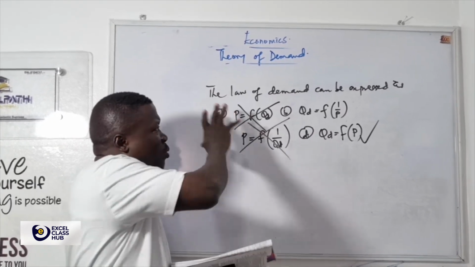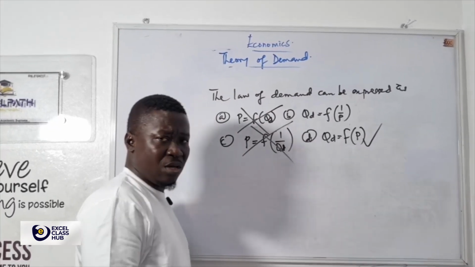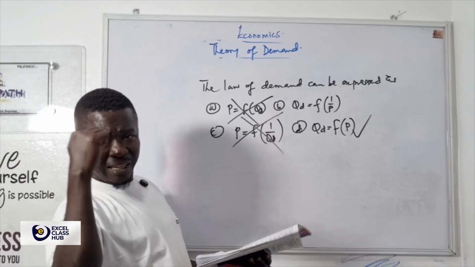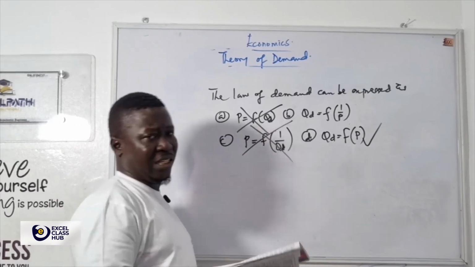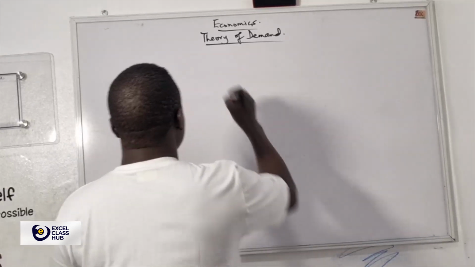Can you see how JAMB is asking questions with the use of explanation? They will not ask you the question in a list. They will explain by themselves. They want you to know if what they are explaining to you is what you understand. Another question, still on theory of demand.